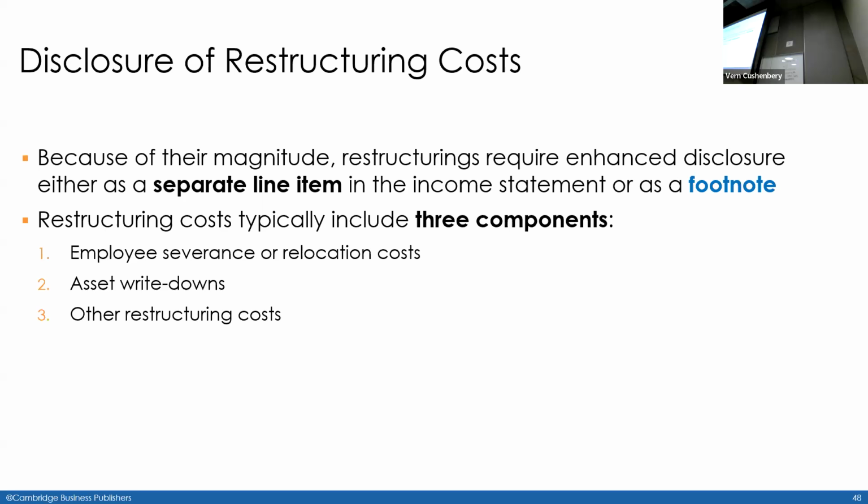When you write down an asset, you know what its book value is today, but what you're writing it down to is an estimate of its fair value. And then other restructuring costs is this huge wide-ranging category that could include almost any expense. My point here is, this is a great opportunity for management to play games with cookie jar accounting.